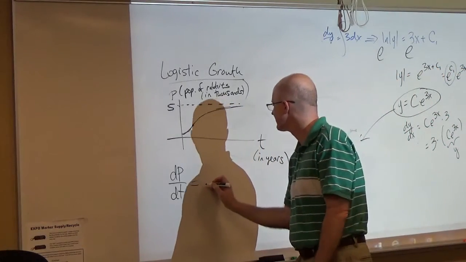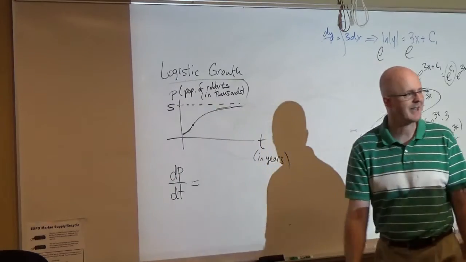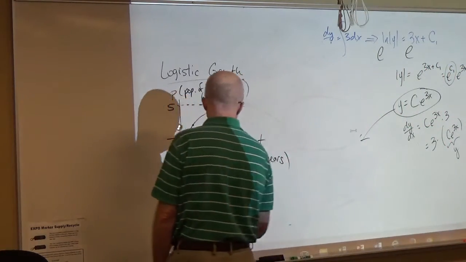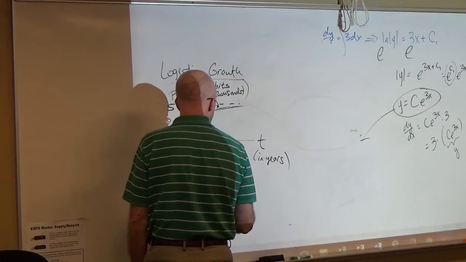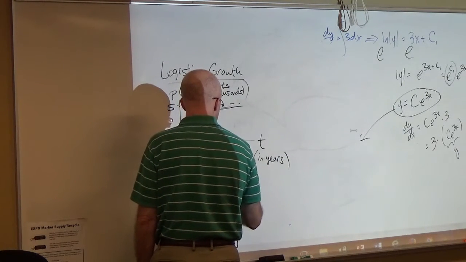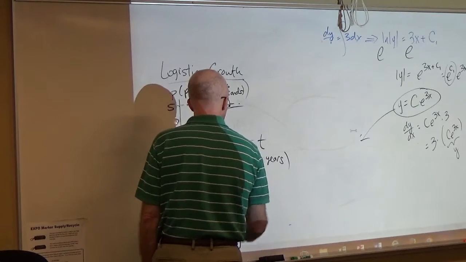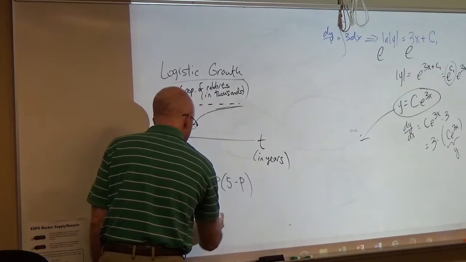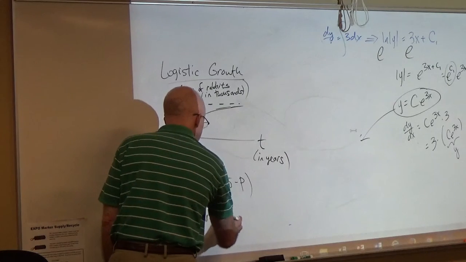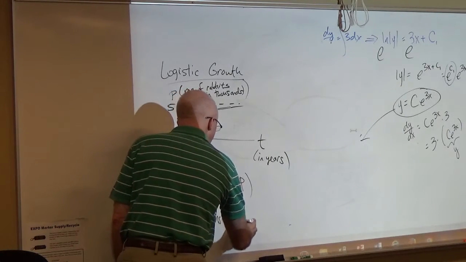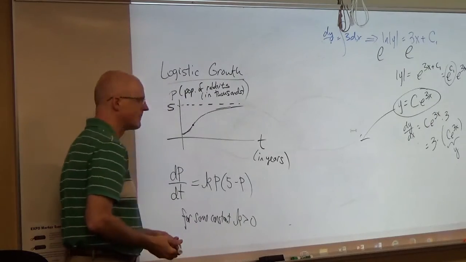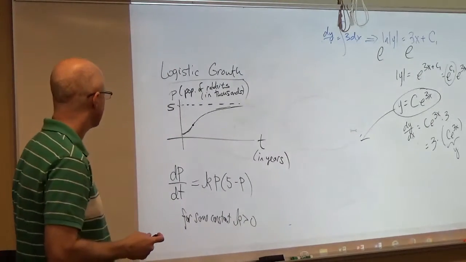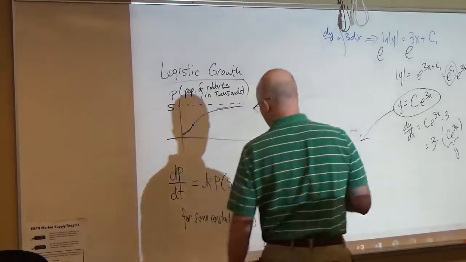Well, let me basically just tell you the answer, and I'll explain why this is a good idea after I write it down. There's going to be some constant k times P times 5 minus P on the right-hand side, for some constant k, which is bigger than 0. I tend to make my little k's cursive because they look too much like big K's when I make them not cursive.